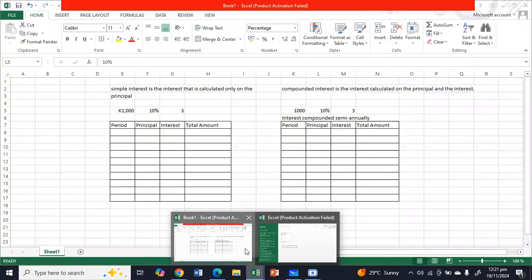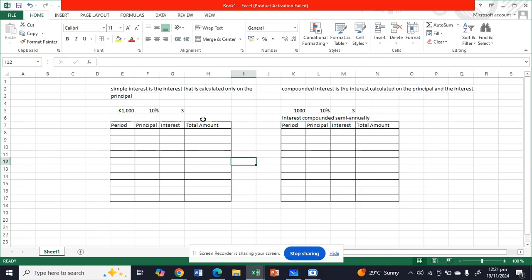So now let me illustrate here. We're going to start with simple interest, all right? We start with period 0. This is when you put in the 1,000 in the bank.